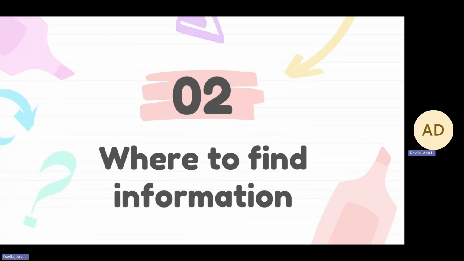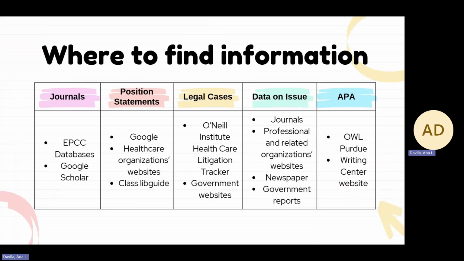So where are you gonna find this information, guys? I'm pretty sure you have found some, but I made a little table. And for the journals, you're mainly gonna go for the databases, right? And Google Scholar. We all know Google Scholar, right? Yes. Okay, so Google Scholar is gonna give you journals, it's gonna give you scholarly sources, and it's the easiness of Google, but giving you scholarly sources.